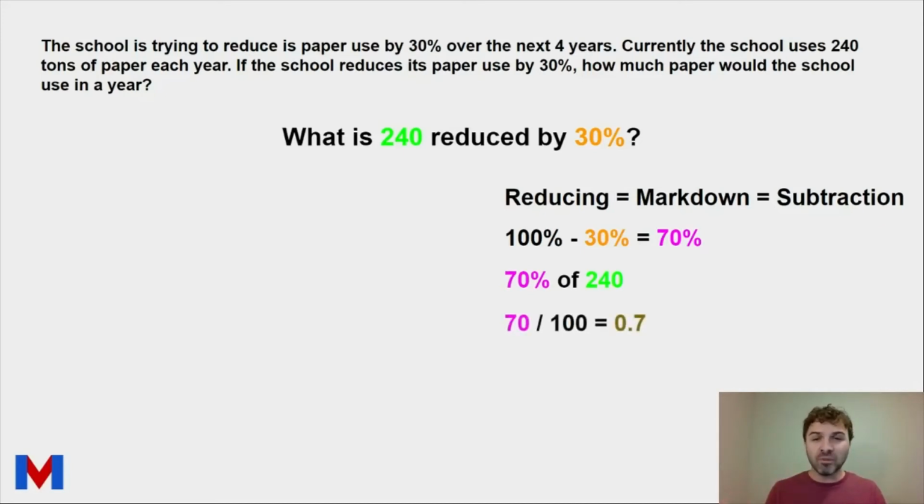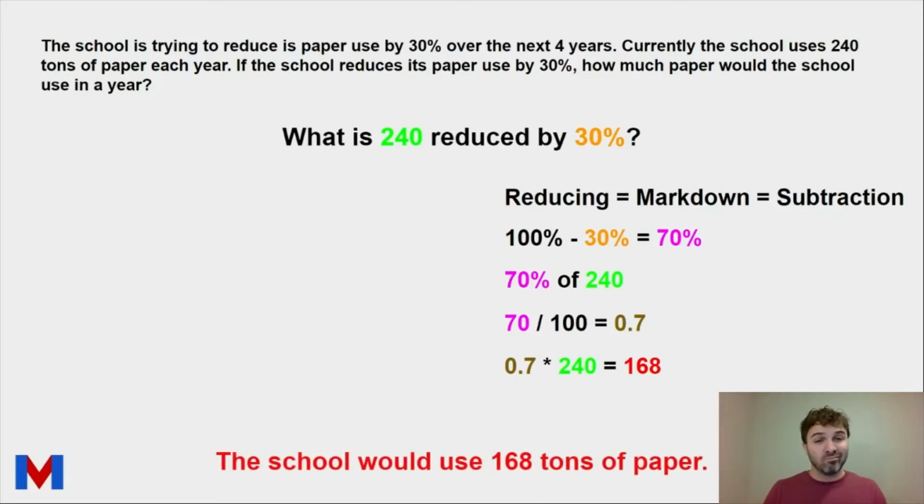So convert 70% to a decimal. 70 divided by 100 is 0.7. And 0.7 times 240 tons is going to leave us with 168 tons of paper. It's the exact same thing as last time.